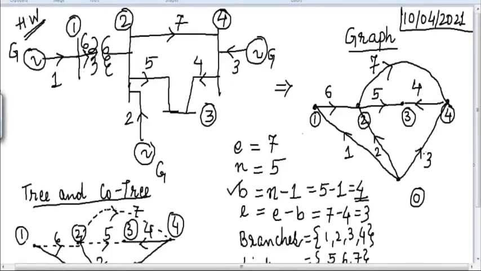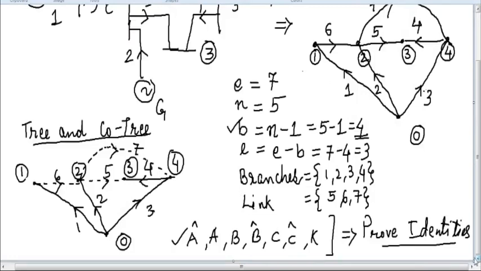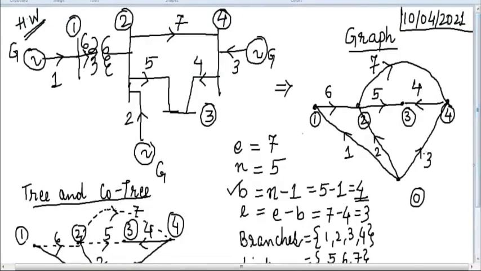This was the power system network which was given to us, and based on this power system network, we have first drawn the graph, and then we have drawn the tree and co-tree, and then we have asked each one of you to solve this particular problem in terms of all the 7 matrices, and similarly to prove all the identities. So this completes the first part of our unit number 1, which is related to the graph theory.